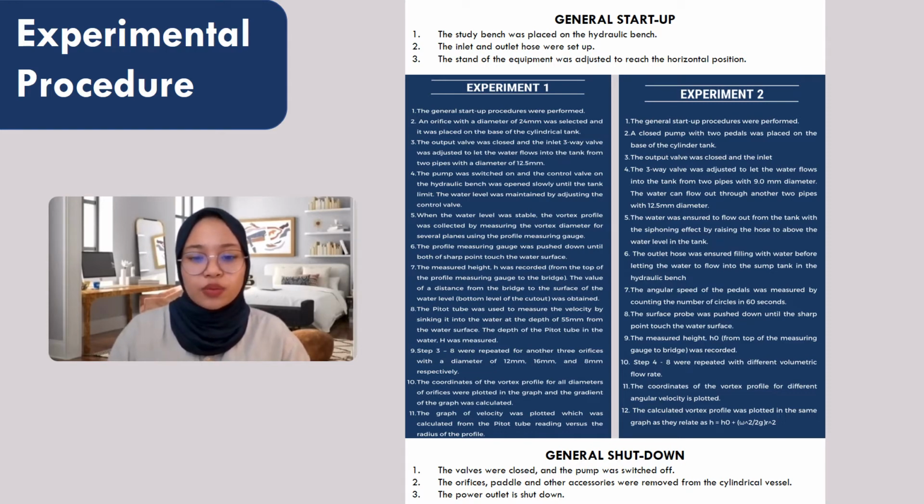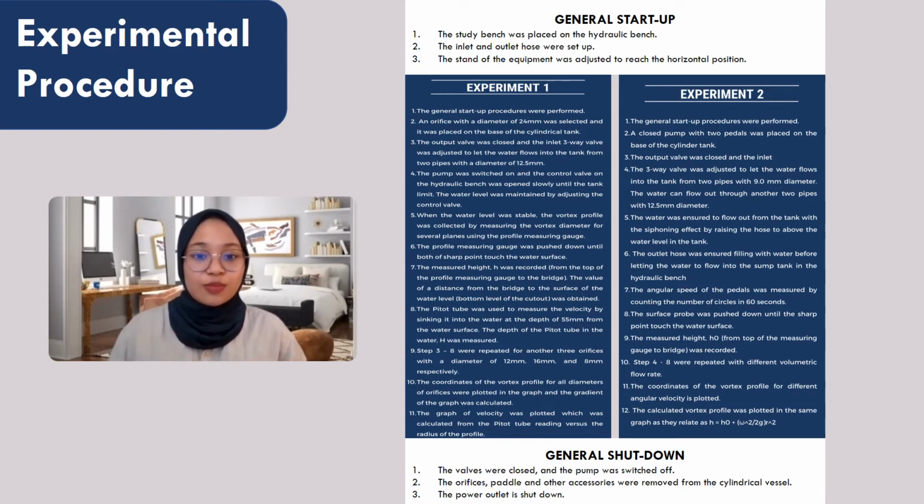The surface probe was pushed down until the sharp point touched the water surface. The measured height, H0, from the top of the measuring gauge to the bridge was recorded. Steps 4 until 8 were repeated with different volumetric rates.